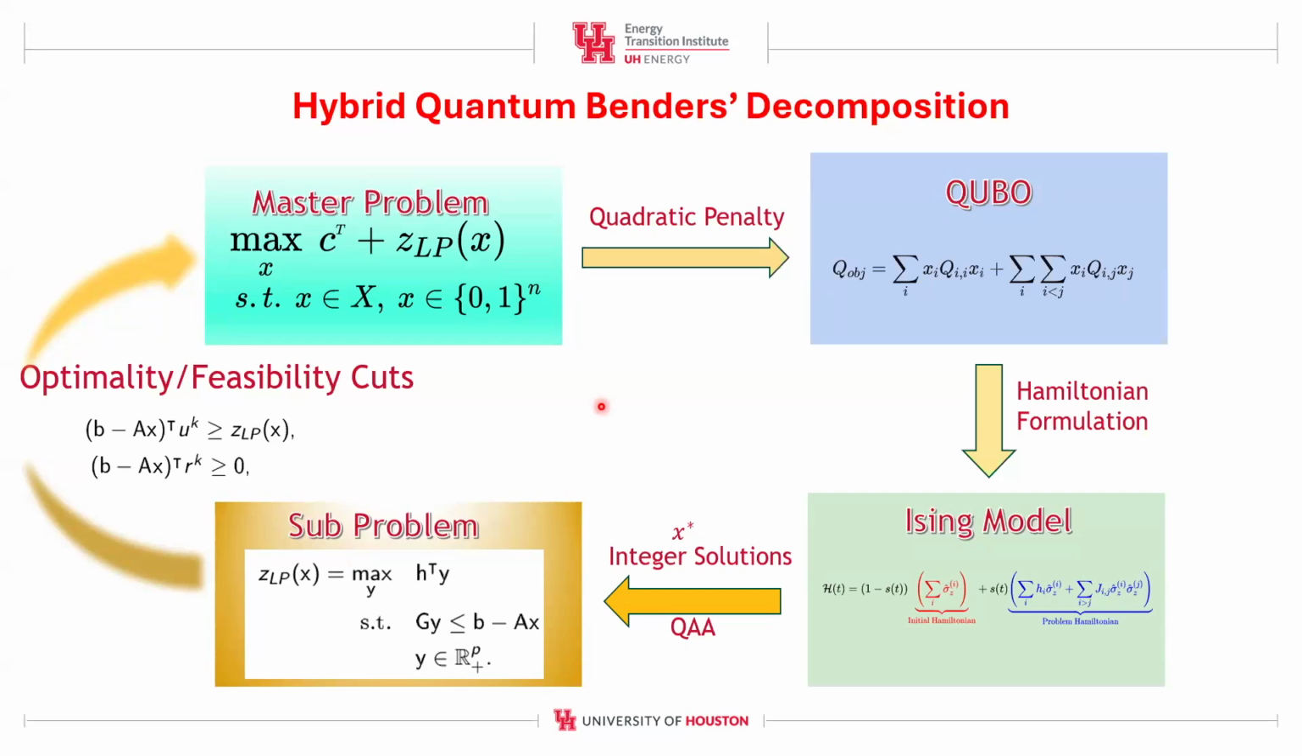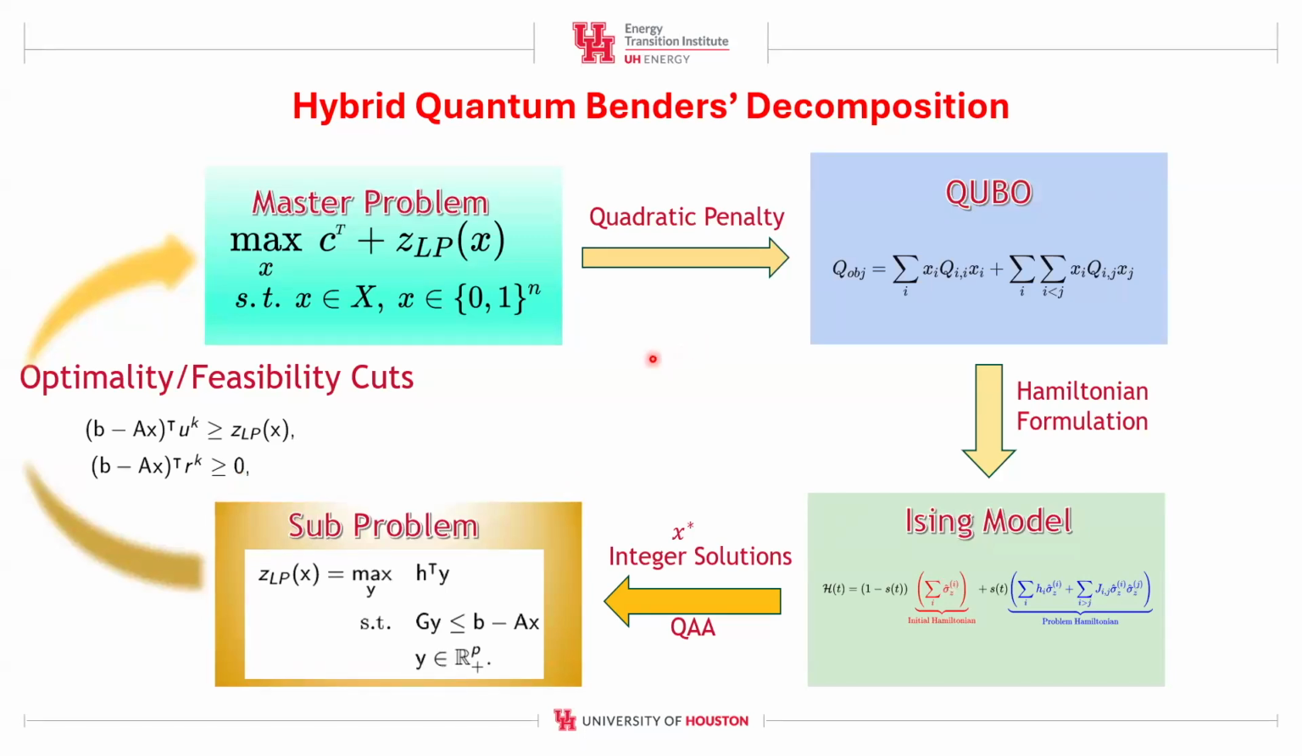So let me quickly repeat it again. Given an integer linear programming problem, we use the quadratic penalty to get a QUBO problem. This QUBO problem can be embedded into a Hamiltonian, which we call an Ising model. This Ising model can be solved by the quantum computer using the QAA algorithm. The QAA algorithm gives us an integer solution, and our CPU will solve the linear programming problem to verify whether it is a good or optimal solution. If it is not an optimal solution, the CPU will return an optimality cut, and this cut is added back to the master problem. We resolve the master problem, cut off the solution, and refine the solution. By using this iteration process, we can get the global optimal solution.